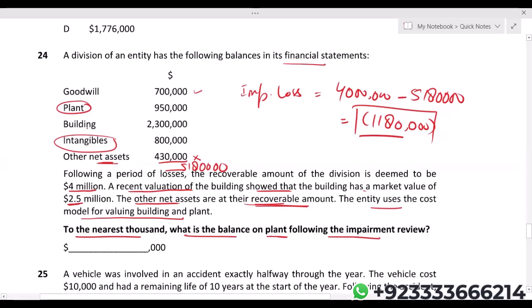I cannot allocate any impairment loss to the building because the building's recoverable amount is even more than the carrying amount, which is 2.3. So we are left with only two assets. One is plant, another is intangible asset. Only these are the two assets. To them, we will allocate the remaining impairment loss on a pro rata basis, which means that out of 1,180, 7 lakh is allocated to the goodwill.